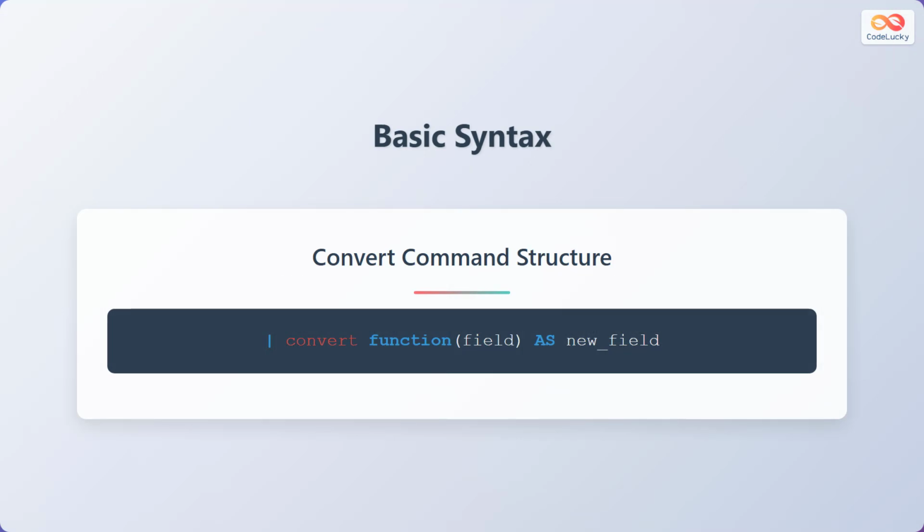The basic structure of the convert command follows a simple pattern. You start with the pipe symbol, followed by the word convert, then specify the function you want to use on your field, and optionally use the AS keyword to assign the result to a new field name. This syntax allows you to apply various conversion functions to your data fields.